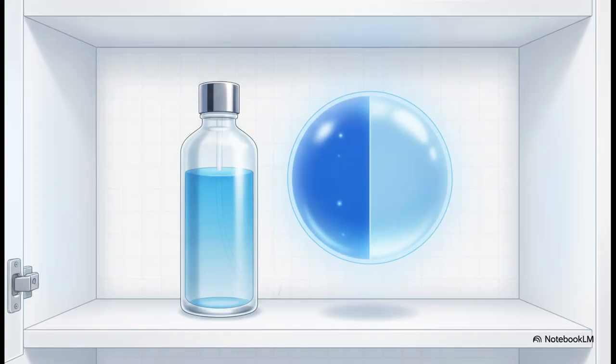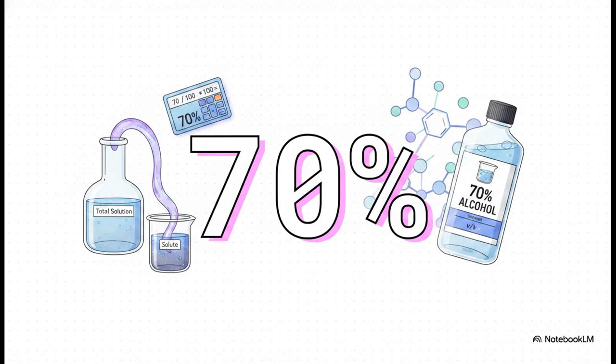Let's look at another example. Actually, let's bring it back to something super relatable, that bathroom medicine cabinet we pictured earlier. Say a bottle of disinfectant is formulated so that it contains 70 milliliters of pure isopropyl alcohol housed within every 100 milliliters of the total liquid inside that bottle. We just plug it into the exact same formula. 70 milliliters of solute divided by the 100 milliliters of total solution gives us 0.7. Multiplied by 100, and yep, we get 70% V/V.